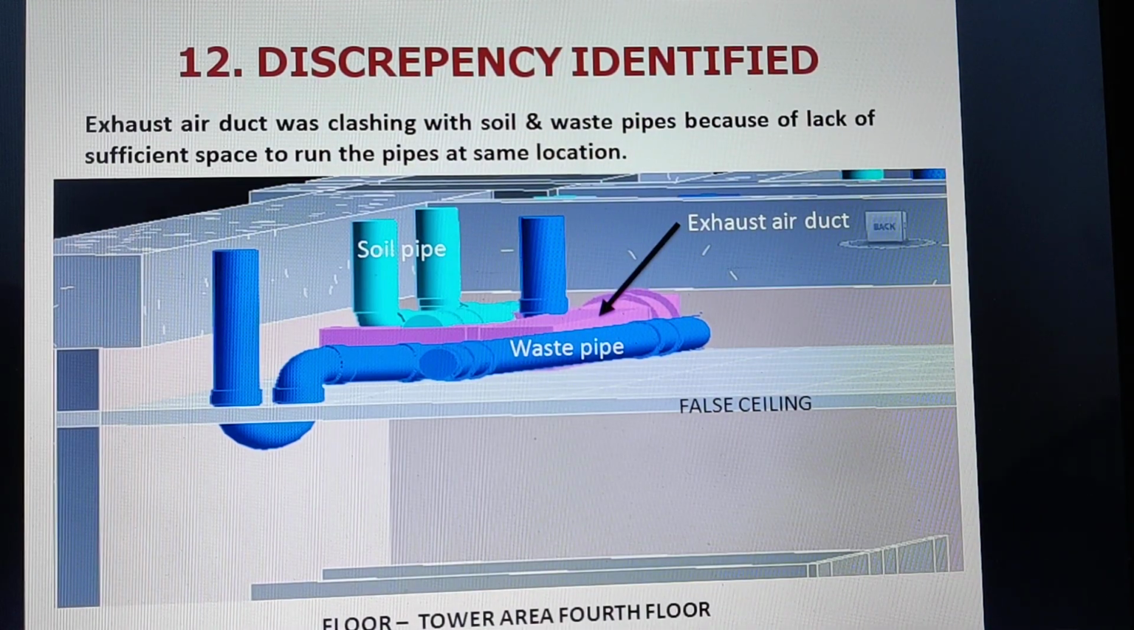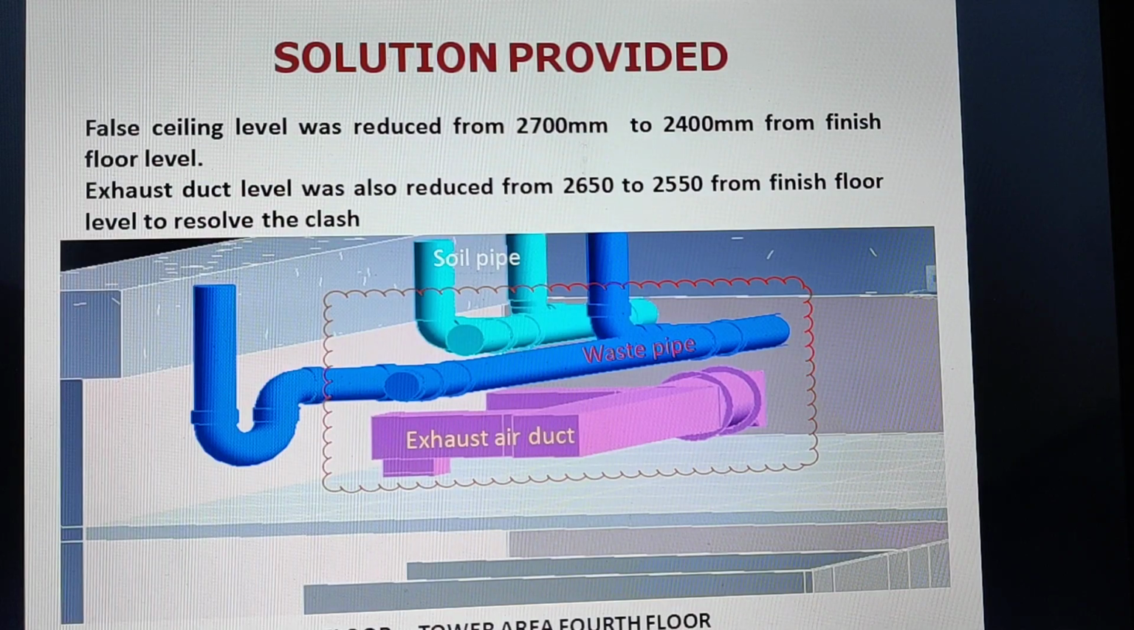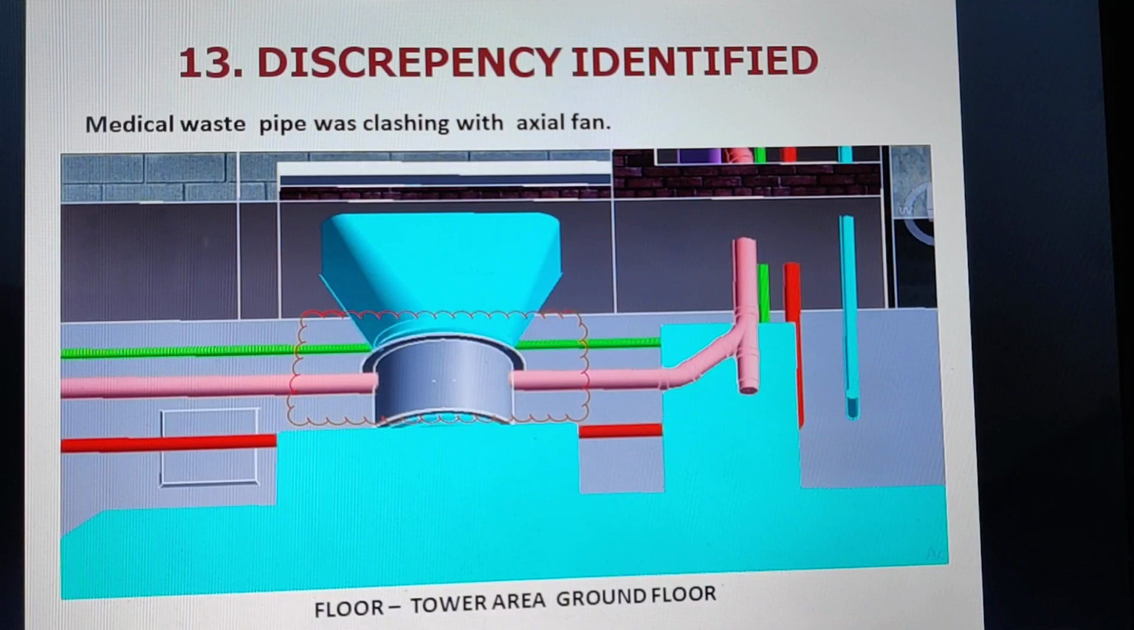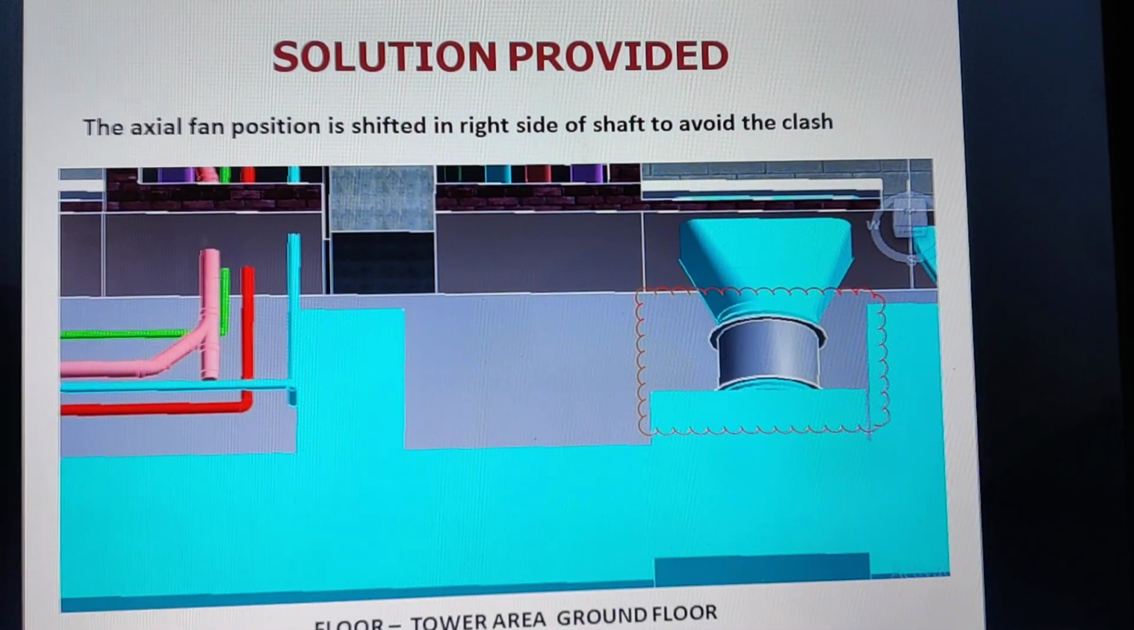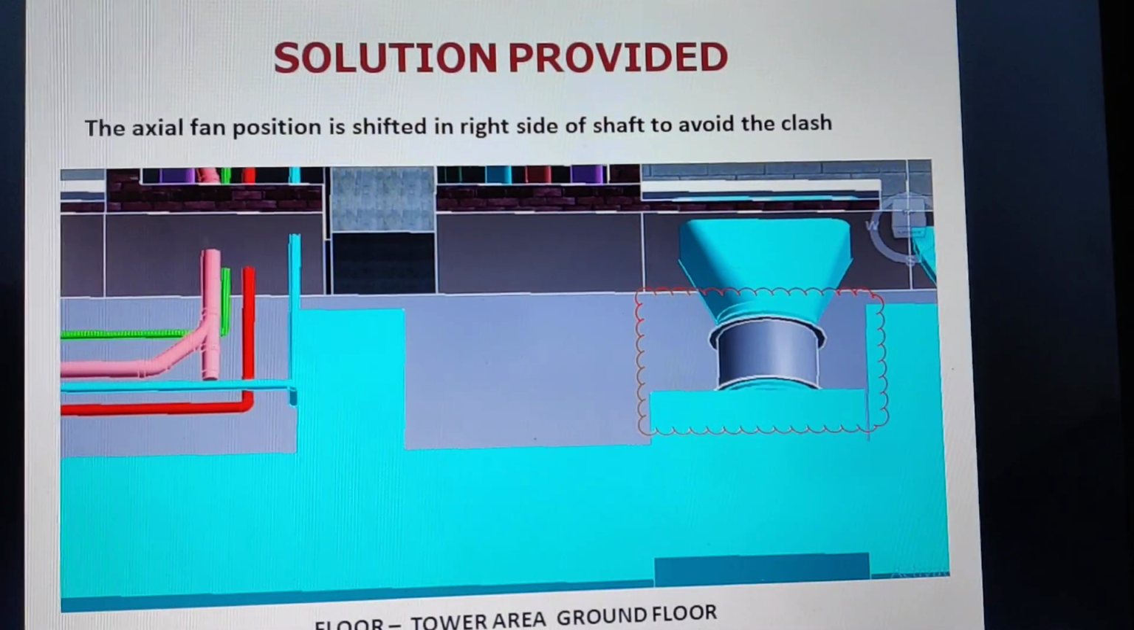Exhaust air duct was clashing with soil and waste pipe because of the lack of sufficient space. The pipes were at the same location, and then their levels were changed. Medical waste pipe was clashing with an axial frame. This then was taken a little away, shifted to the right side.